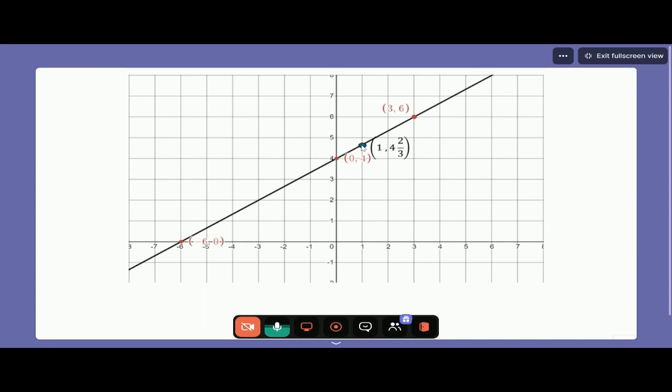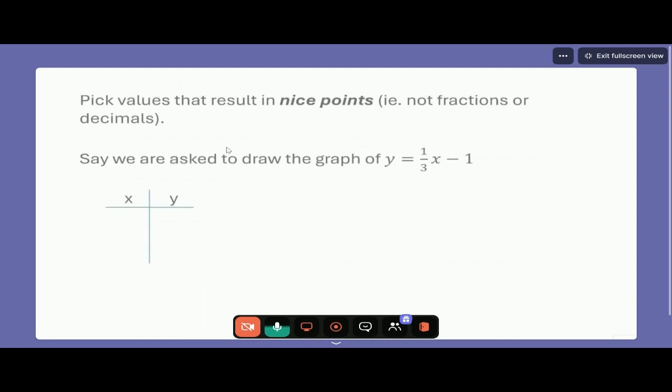We try and find sure, definite points, especially if you're using something like MyOpenMath or MyMathLab online. You need to get those points exactly on. Otherwise, you won't get the mark for drawing it. So you really need to find those nice whole number points that you can plot in order to do those graphs. All right, let's wipe that off and do one last example.